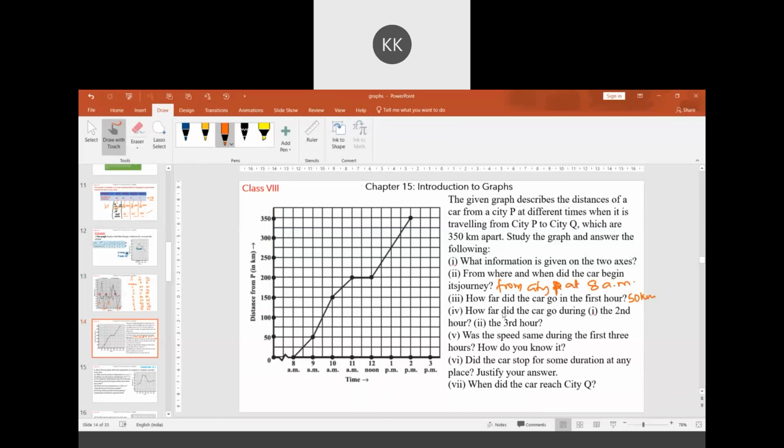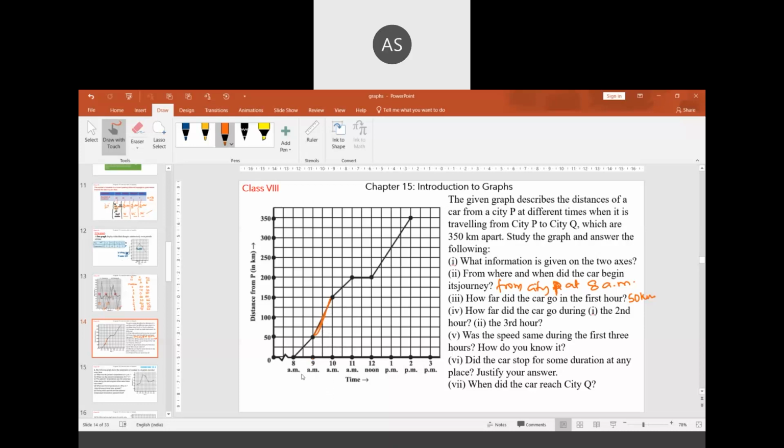How far did the car go during the second hour and the third hour? The second hour is from 9 to 10. From 9 to 10, we have to find this difference, isn't it? The third hour is 50 kilometers.